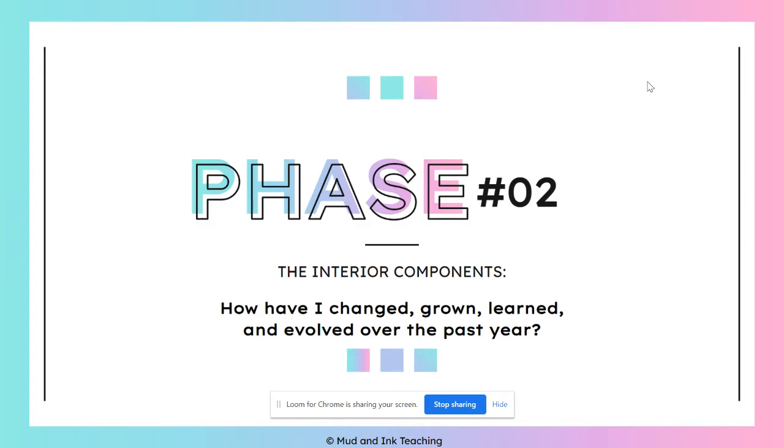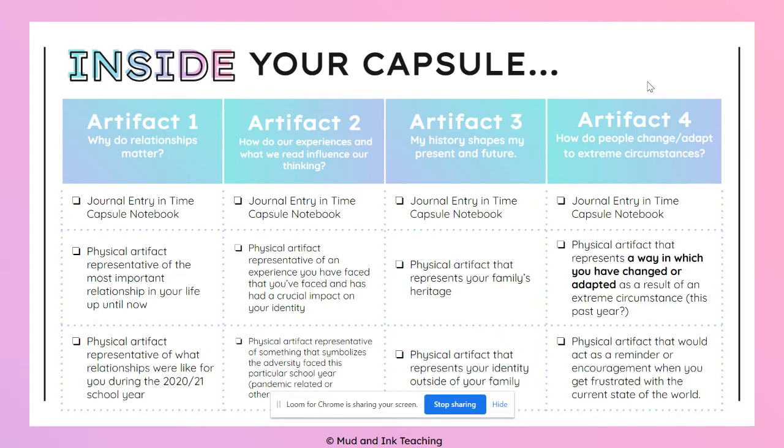And then phase 2, the interior component. How have you changed, grown, learned, and evolved over the past year? Inside your capsule, these 4 artifacts are our 4 units, and I've reworked them so that there's an essential question that you'll be answering. Every single artifact has a journal entry and then 2 other objects. Your journal entry will just be a reflection question. I will go over that in a minute, and you don't have to print it out. You will just be submitting that on Schoology.